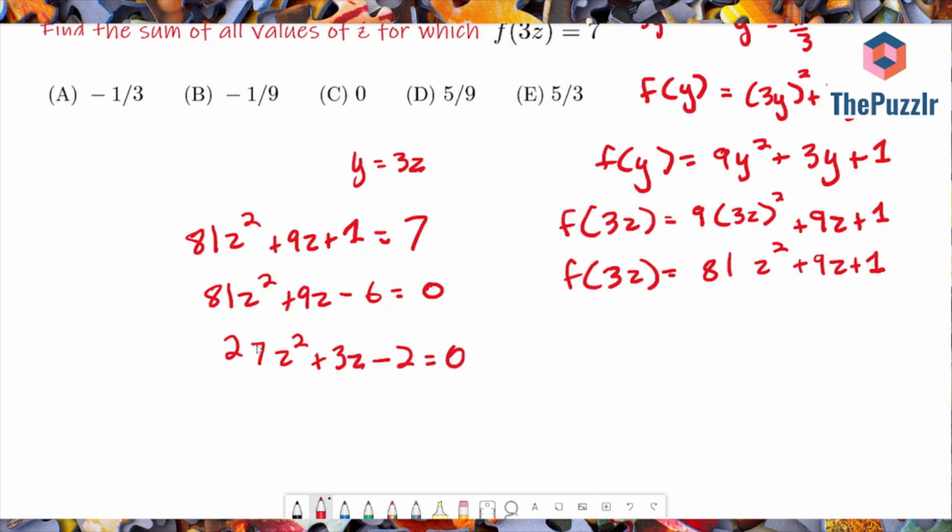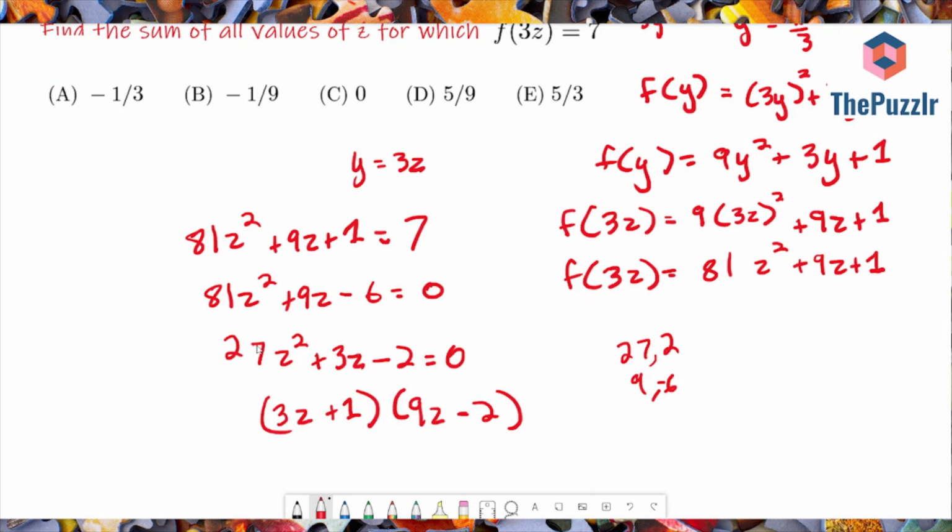Can we factor this, or do we have to use the quadratic formula? 27 times negative 2 is negative 54. Are there any factors of negative 54 that have a difference of 3? Let's see, there's 9 and 6. So if we have positive 9 and negative 6, that would give us a sum of positive 3. So that would give us 27z squared plus 9z, so that would be 3z plus 1. And then the other term would be 9z minus 2.